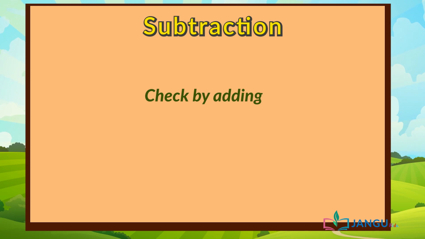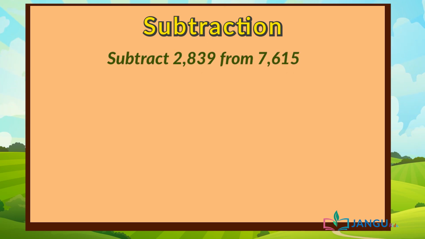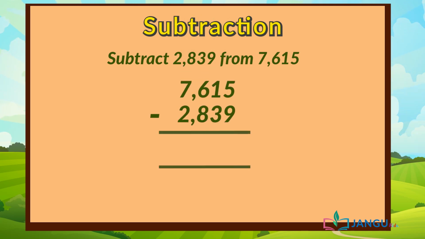For instance, let's look at this example. Subtract 2,839 from 7,615. So we say 7,615 minus 2,839. So we begin from right to left. 5 minus 9 is not possible, so you borrow from the next digit. It will be 15. Then we say 15 minus 9 equals 6.